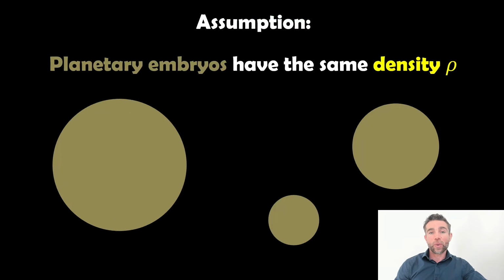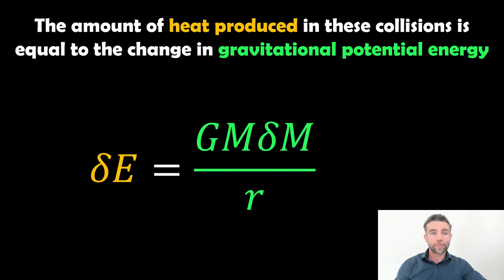So the first assumption we're going to make is that these planetary embryos, these planetesimals, there's a few different names we can call these because they're not true planets as they're growing and accreting, are all going to have the same density. We're making that assumption to simplify things. They've all got the same density regardless of their size.